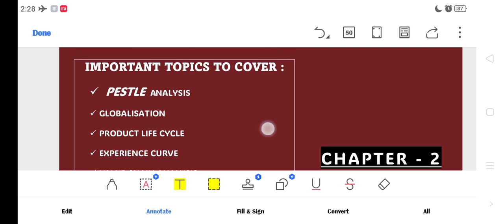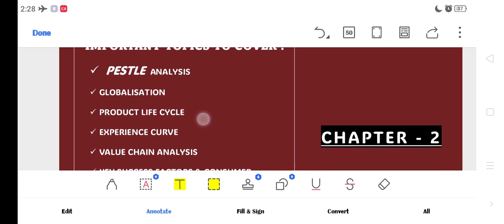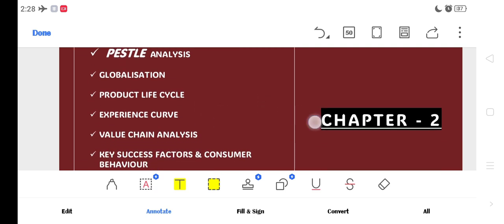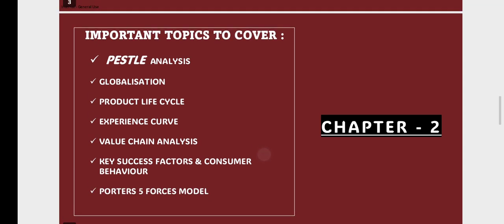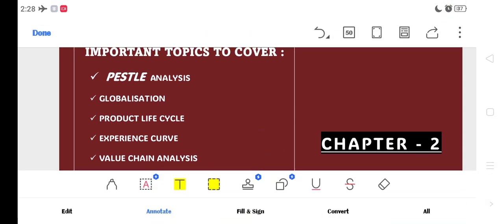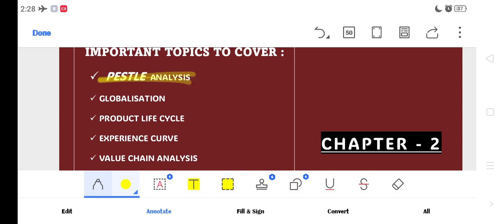And in chapter 2, see here I have given notes. You can take a picture of it so that you can read all these topics carefully. The first one from chapter 2 is PESTEL analysis: political, economical, social, technological, legal and environmental. Yes, PESTEL analysis. And globalization, product life cycle.